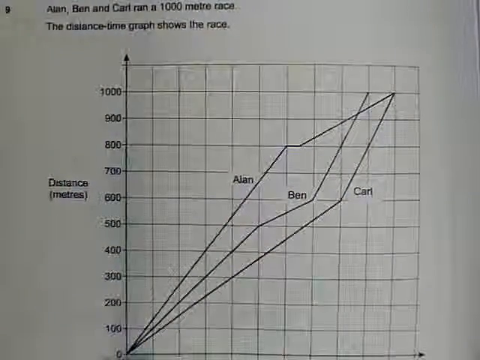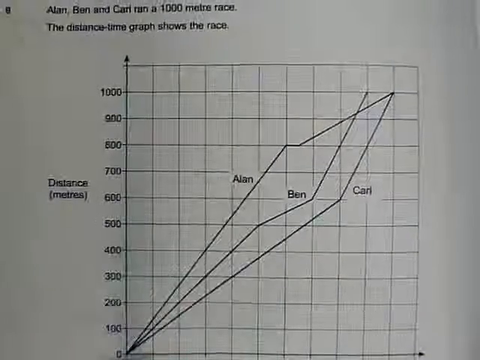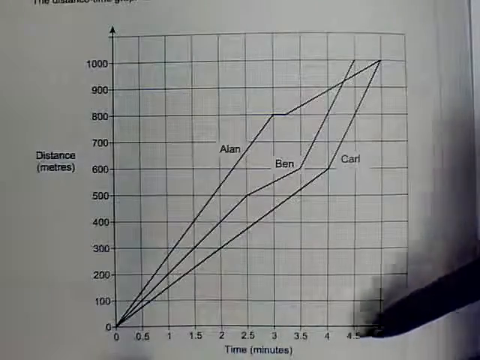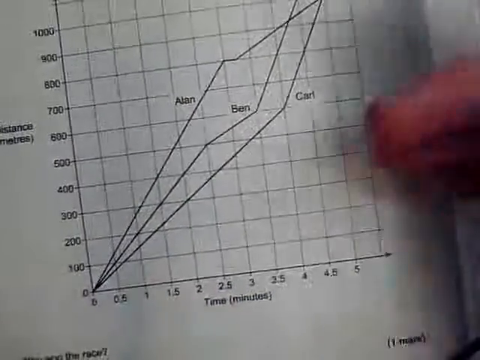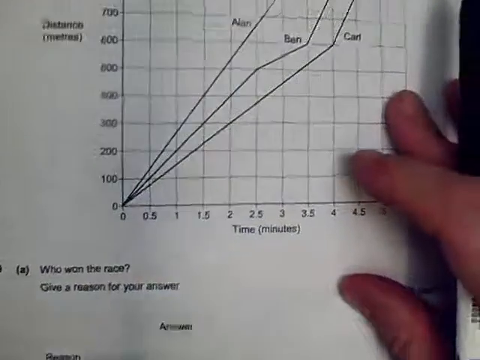Question 9, it says Alan, Ben and Carl ran a 1,000 meter race. The distance time graph shows the race. So we've got the distance in meters and we've got the time given in minutes. First question says, who won the race? Give a reason for your answer.